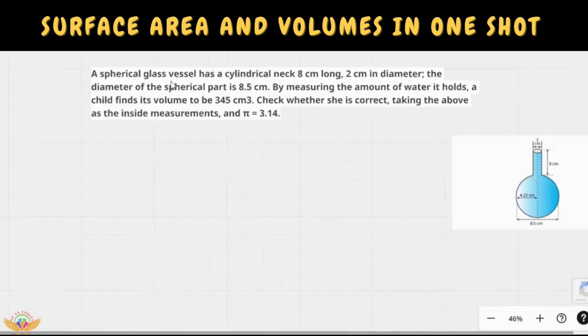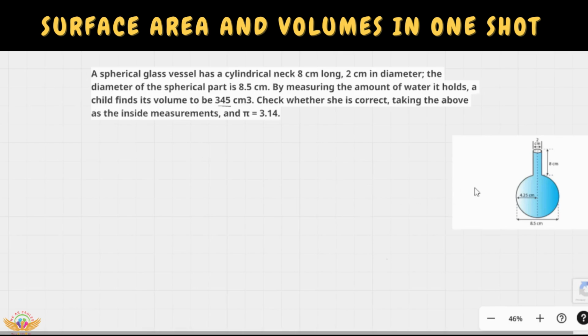Yeah, a spherical glass vessel has a cylindrical neck. Okay, this is a neck. It is 8 centimeters long and 2 centimeters in diameter. The diameter of the spherical part is 8.5 centimeters, they have given. And by measuring the amount of water it holds, a child finds its volume to be 345 centimeter cubed. They have given directly the volume here. Check whether she is correct, taking the above as the inside. So it's a very simple question. We have to just check whether it is correct or not.